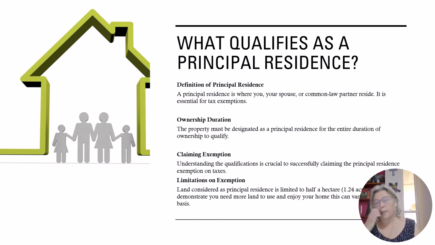Remember that link I left you at the front. It will help you. It'll go step by step through this. So claiming the exemption, understanding the qualifications is crucial to successfully claiming the principal residence. Limitations on the exemption: the land considered as principal residence is limited to half a hectare, as I said, 1.24 acres. Revenue Canada deems you have to demonstrate that you need more land than this to enjoy your home. And this can vary. It'll go on a case-by-case basis.